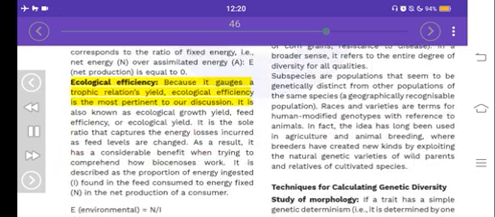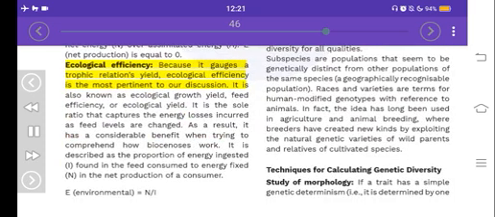Ecological efficiency. Because it gauges a trophic relation's yield, ecological efficiency is the most pertinent to our discussion. It is also known as ecological growth yield, feed efficiency, or ecological yield. It is the sole ratio that captures the energy losses incurred as feed levels are changed. As a result, it has a considerable benefit when trying to comprehend how biocenoses work.